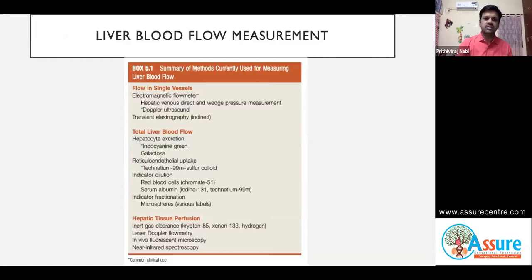So finally, coming to the hepatic tissue perfusion. Inert gases, as we all know, do not have any change in diffusion across any tissue. So the inert gas is equally distributed. So when you see it in the liver tissue, depending upon the distribution, we can calculate the blood flow. The other is laser Doppler flowmetry, in which a laser light is used, and depending on the changes in velocity, the hepatic tissue perfusion can be identified. So the common clinical uses are indocyanine green, the Doppler ultrasound, and the technetium sulfur colloid.